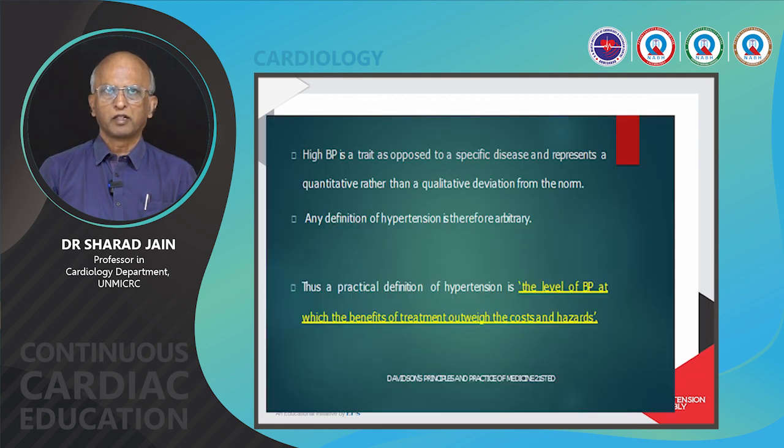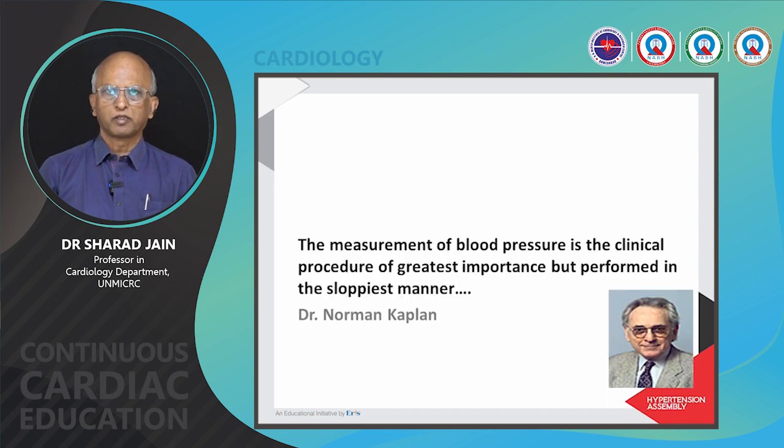High BP is not a definition, it is a triad as opposed to a specific disease, and represents a quantitative rather than a qualitative deviation from the norm. Any definition of hypertension is therefore arbitrary. In the practical definition of hypertension, it is the level of blood pressure at which the benefits of treatment are more as compared to the hazards. Kaplan, who is considered the father of hypertension, said the measurement of blood pressure is a clinical procedure of greatest importance, but performed in a very sloppy manner. It is taken in a very casual manner.